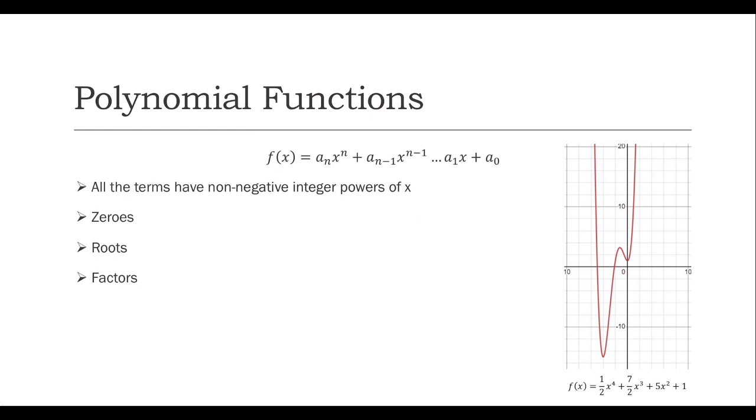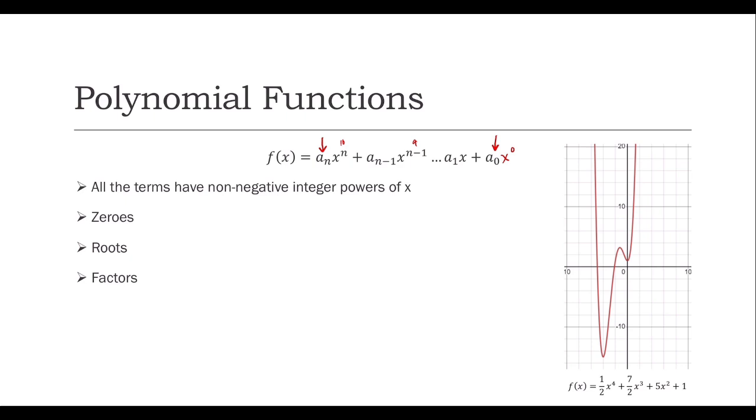A polynomial function is a function where all the terms have non-negative integer powers of x. So you would have some coefficient times x to some power. It could be to the 10th power and then to the 9th power, x to the 8th, 7th, all the way down to your constant, because that would be times x to the 0 power.